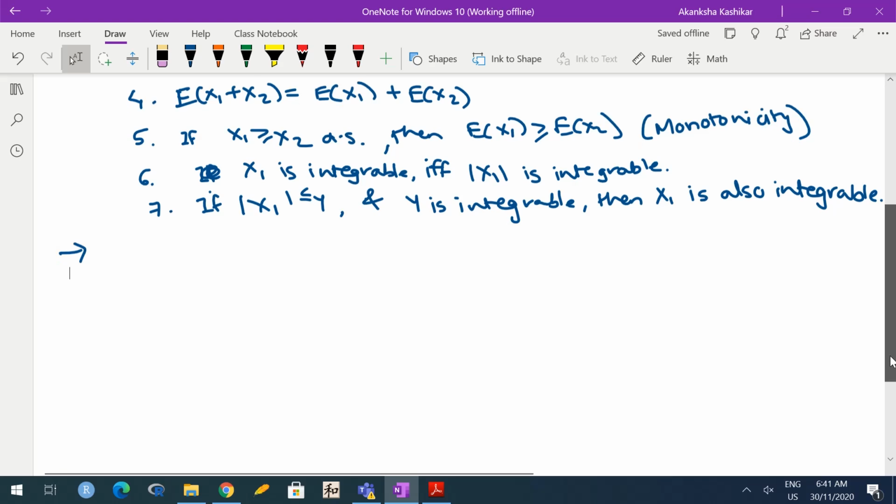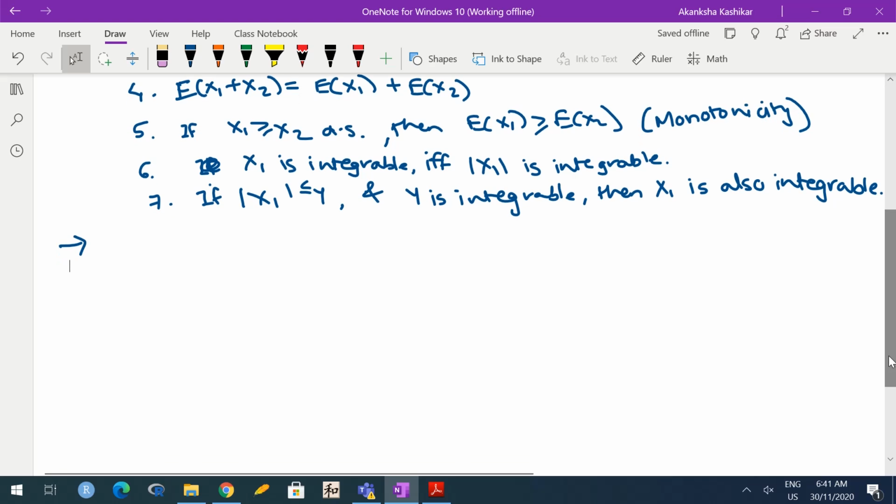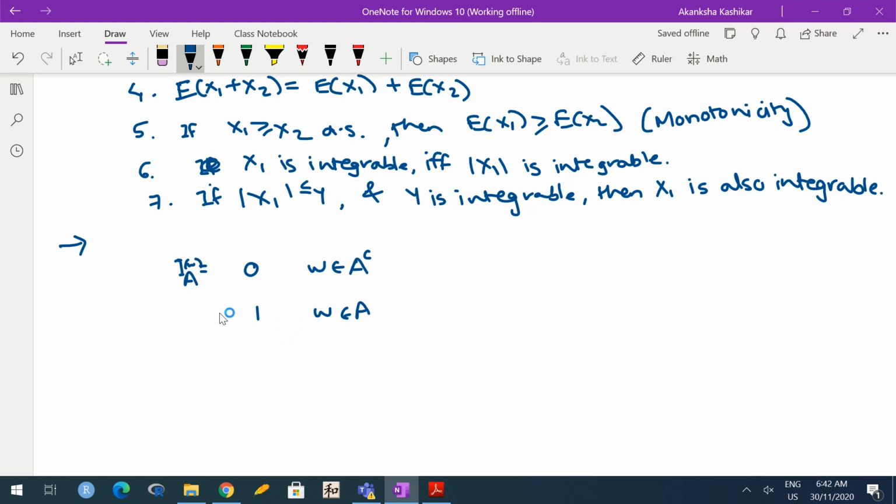So one of the results is about the expectation of an indicator function. How do you define the expectation of an indicator function? The indicator function takes only two values. Indicator of any set A takes value 0 if omega is not in A, so omega is in A complement, and it takes value 1 if omega is in A. So basically the indicator is a simple function. As a result, the expectation of the indicator would be 1 into probability of A plus 0 into probability of A complement. So this becomes probability of A.